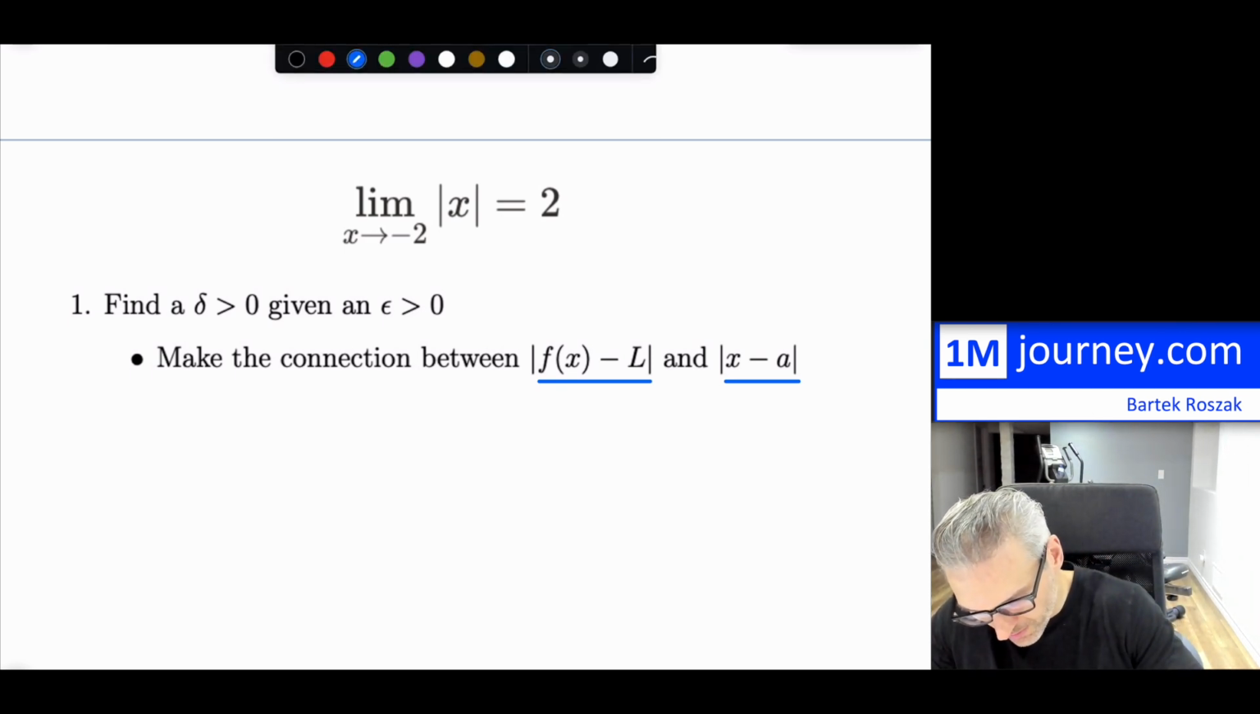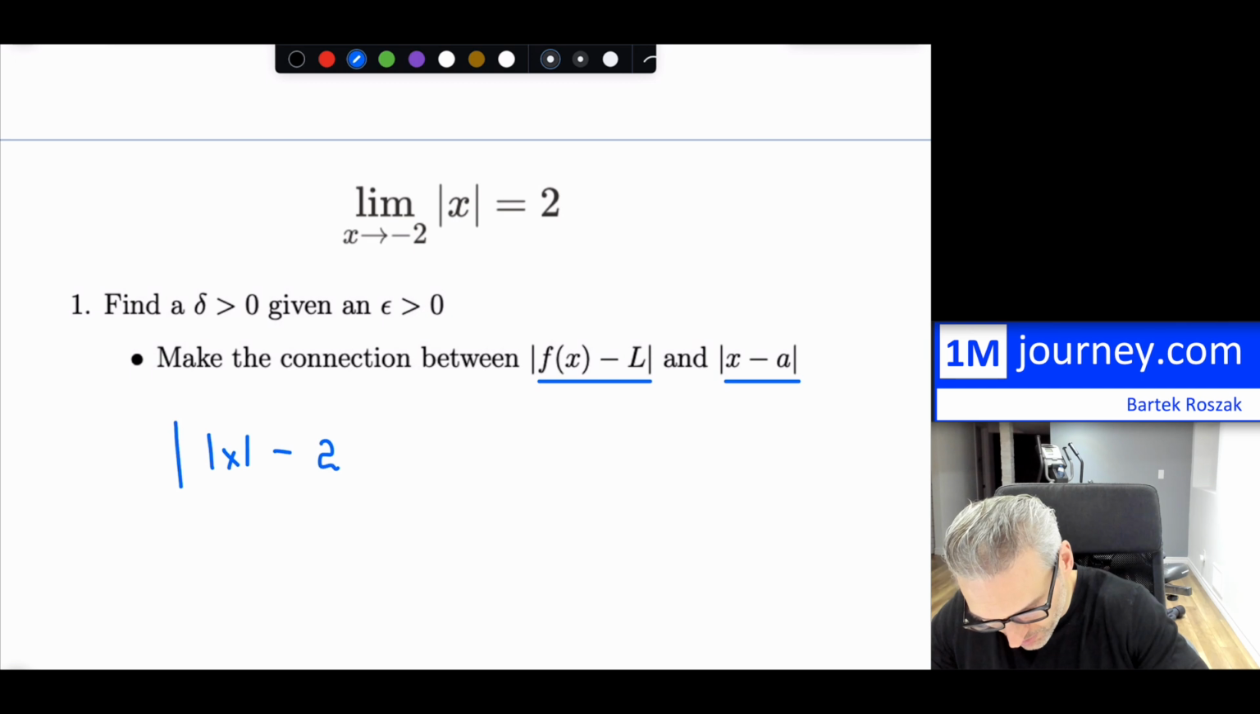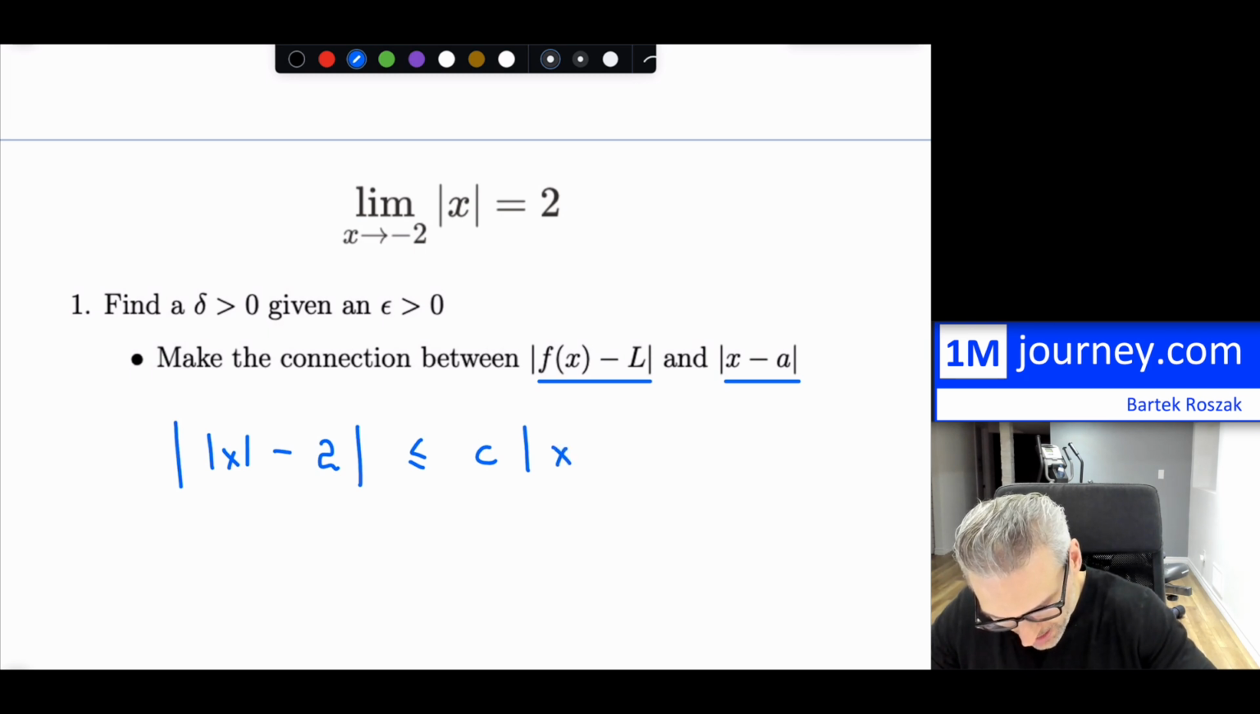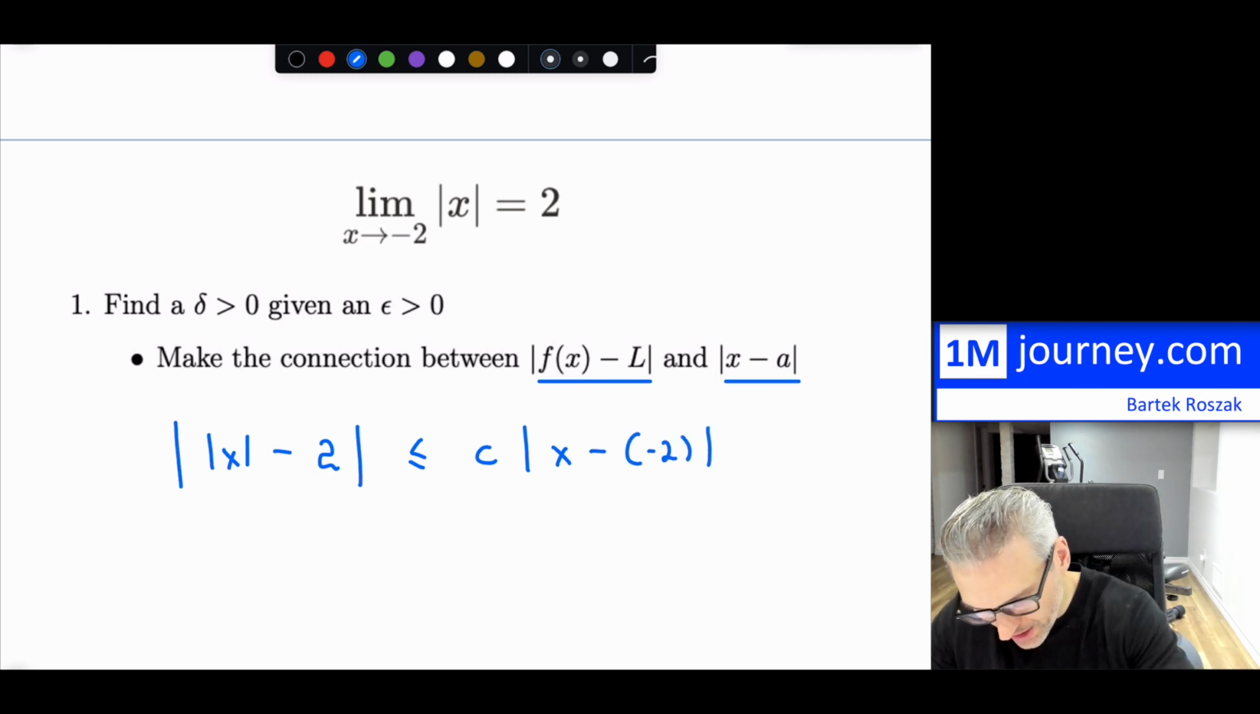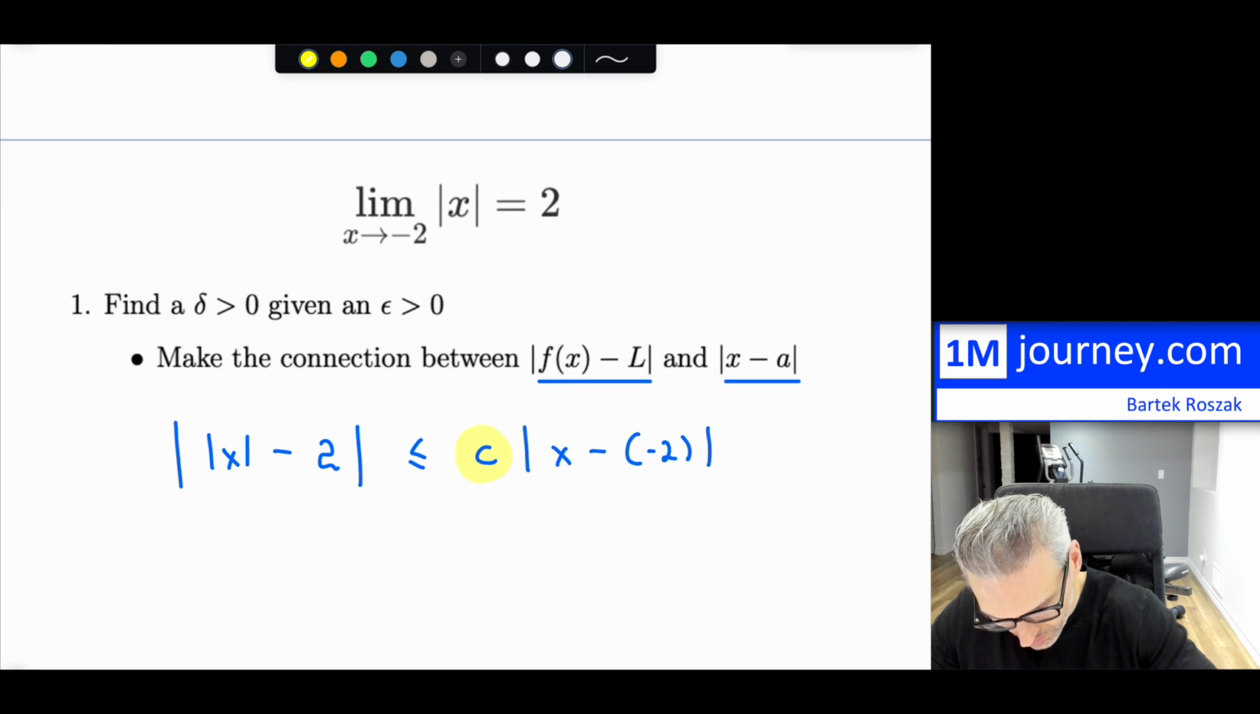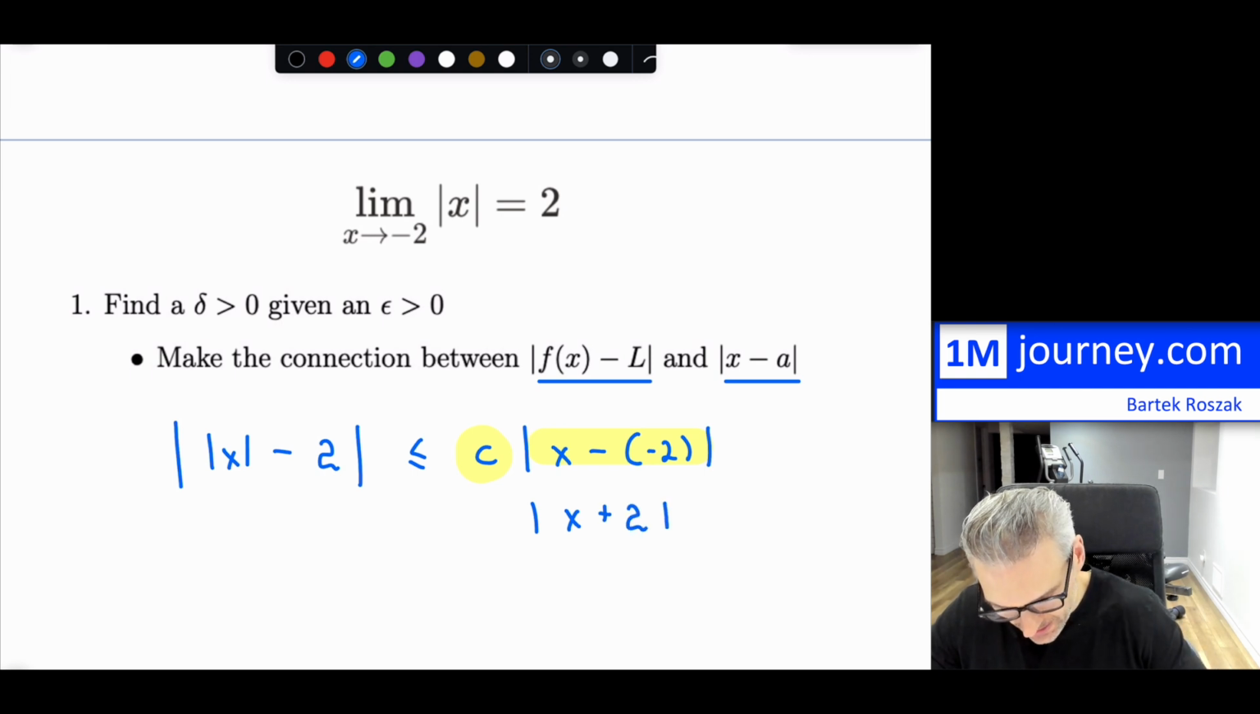Now how are we going to be making this connection? Here is our f of x, which is going to be the absolute value of x minus our limit, which is 2. And our ultimate goal always is to connect it in this way. You've seen this in the previous videos that I have done. Our ultimate goal is going to be x minus -2, which is your a. We are actually looking for this c. We want to be able to bound this in some way if necessary, and then we want to have a factor like this. Notice that this factor is going to be x plus 2.